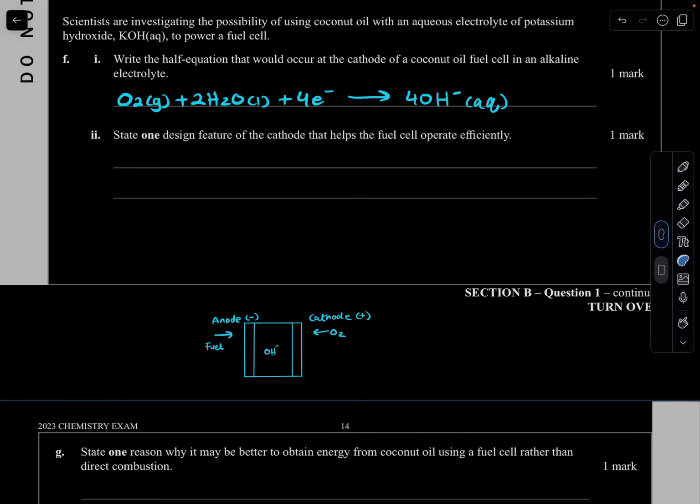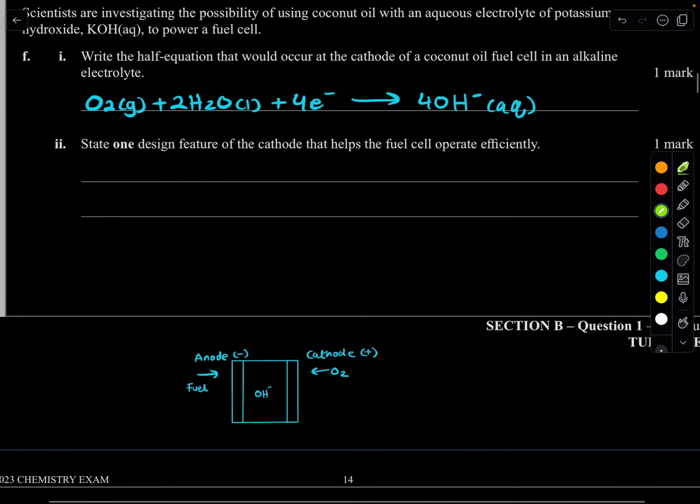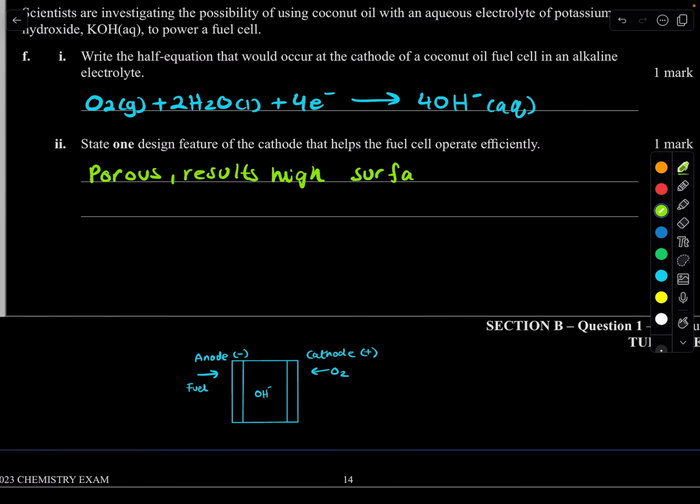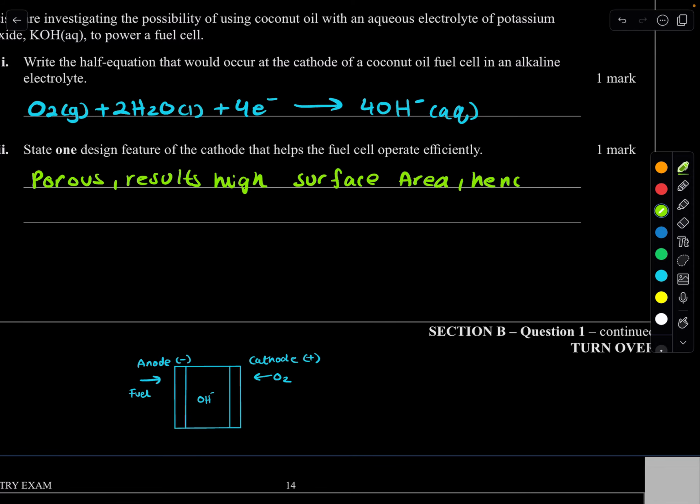There's so much more you can talk about. You could talk about needing a constant supply of reactants. But the first thing that comes to my mind is porous, so that's what I'm going to write. Because it's 1 mark, we're just going to go very basic. So it is porous, which results in high surface area, hence fast rate of reaction. Beautiful, nice.